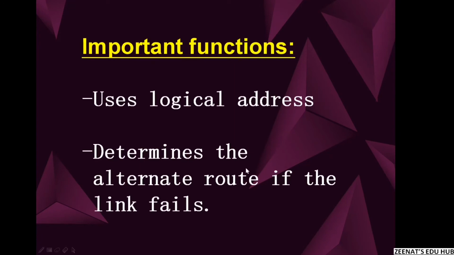Two important functions of router are: if the destination computer is not known, then the router sends the traffic to another router that knows the destination computer. For this purpose, it uses logical address. Secondly, if a connection or communication link between two routers fails, then the router which is transmitting the signal determines the alternative route so that traffic keeps moving and communication continues.